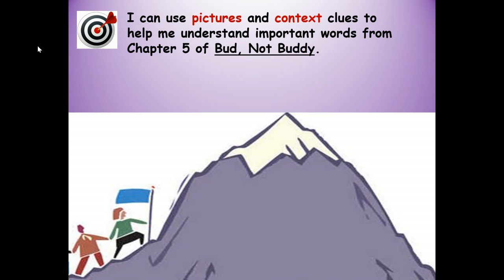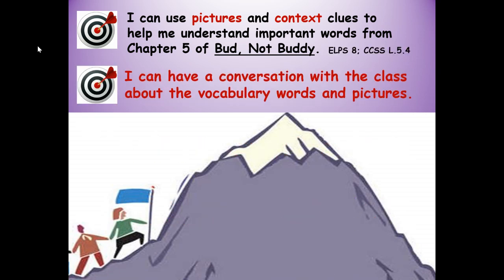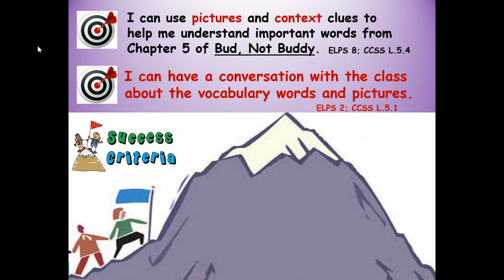So our learning target: I can use pictures and context clues to help me understand important words from Chapter 5 of Bud, Not Buddy. Our second learning target: I can have a conversation with the class or a partner about the vocabulary words and pictures. Success criteria, that means how will you know you're successful at reaching these 2 learning targets? Well, here are our steps for success. Don't worry, we're going to do them together. And I guarantee that if you focus on each one with me and follow my example, you will get better by the end of the lesson.